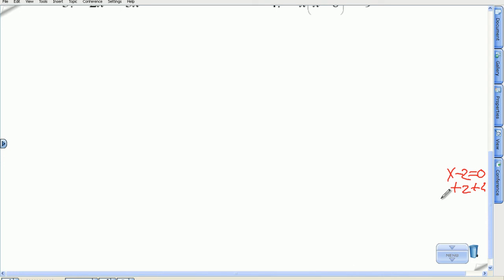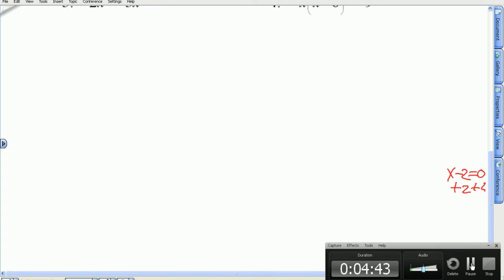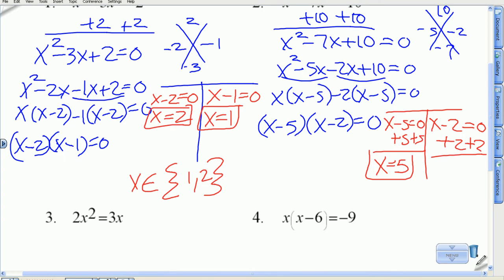Let me pause this for a second and I'll try to figure out where that screen just went. All right, sorry about that, folks. We got everything back where it's supposed to be.